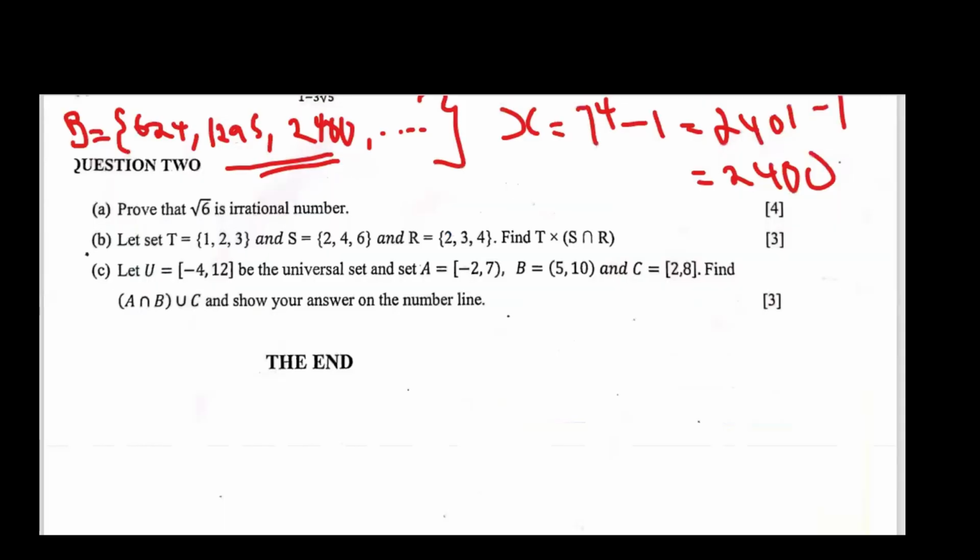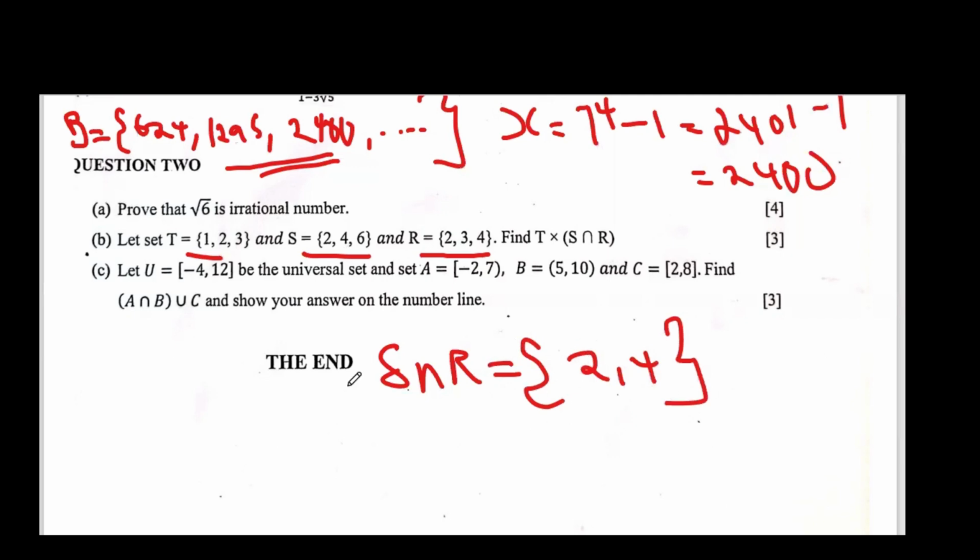And then where's the other question? The other question now is: set T is given by that, set S is given by that, then set R is given by that. They are asking us to find the Cartesian product of T and S intersection R. So we can find S intersection R first. We are getting elements that are both in S and R. We can see that the 2 is there and the 4 is there, right?